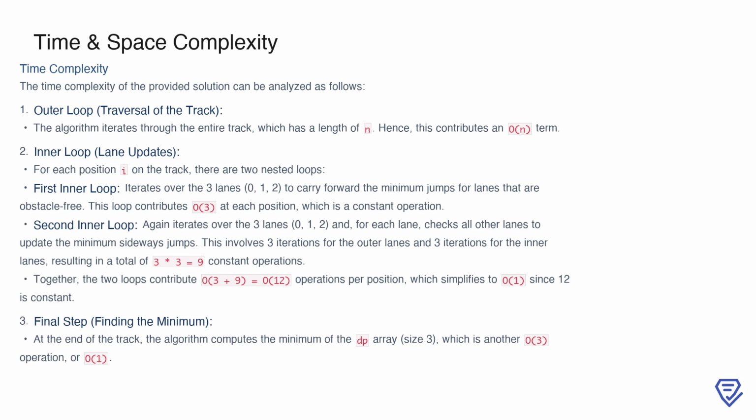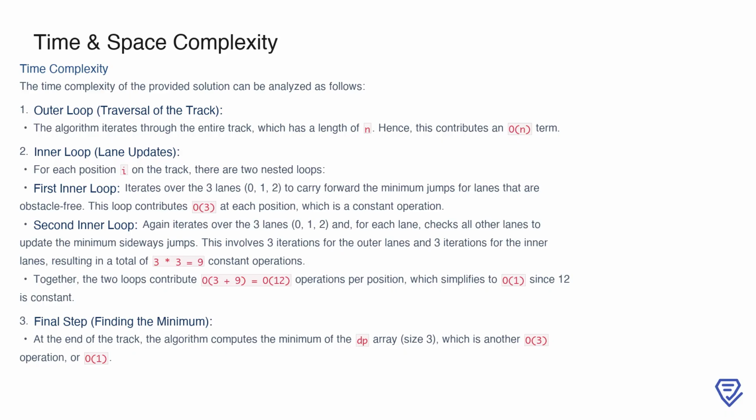Then, the second inner loop also iterates over the 3 lanes, but for each lane, it checks all other lanes to update the minimum sideways jumps. This involves 3 iterations for the outer lanes and another 3 iterations for the inner lanes, resulting in a total of 9 constant operations. Together, these two loops contribute O(3 plus 9), which simplifies to O(12). Since 12 is a constant, these operations are considered O(1) for each position. Finally, at the end of the track, the algorithm computes the minimum of the DP array, which is of size 3. This is an additional O(3) operation, or O(1).